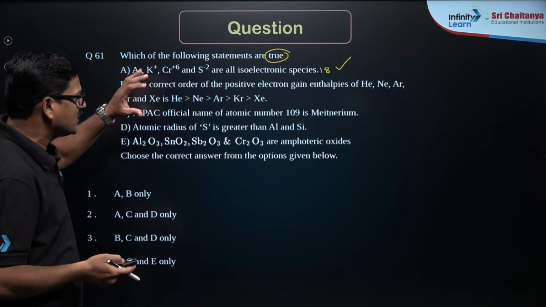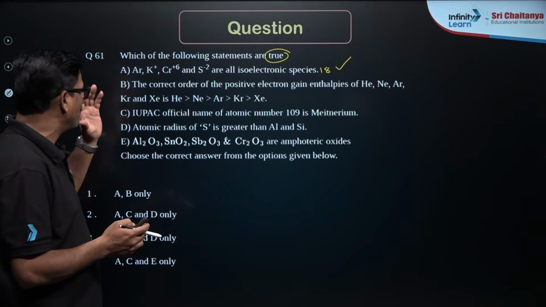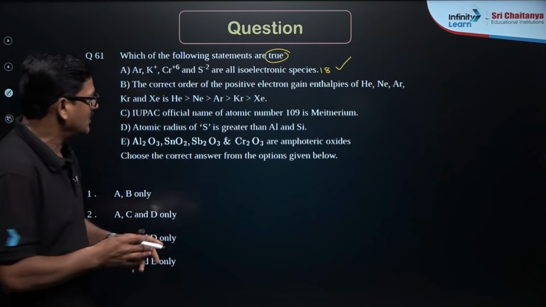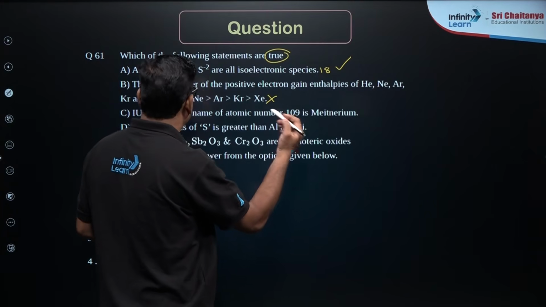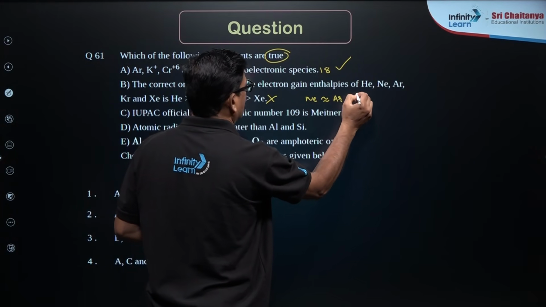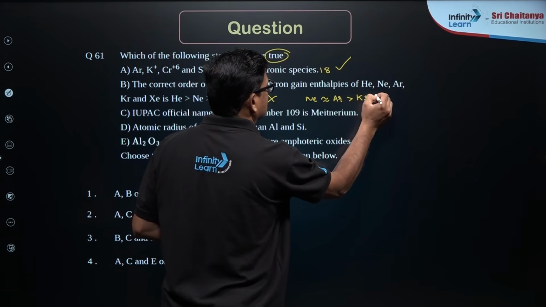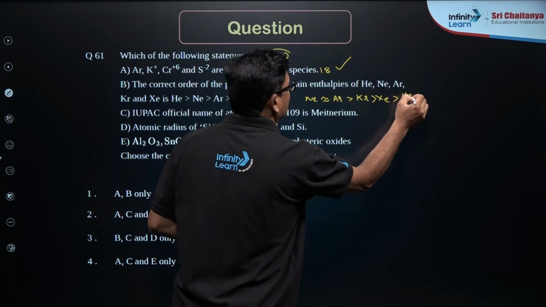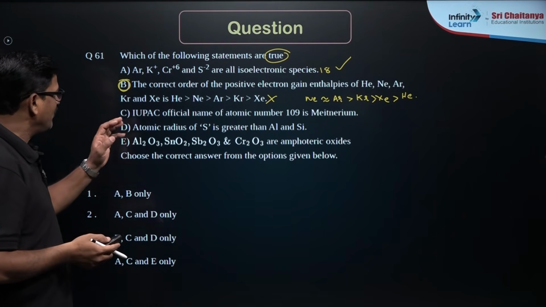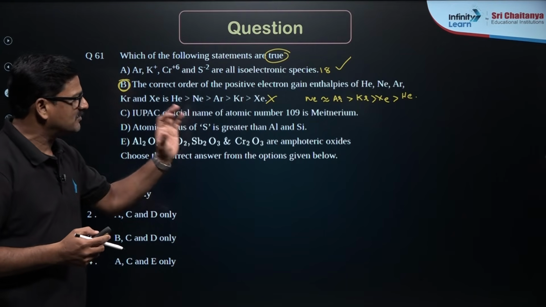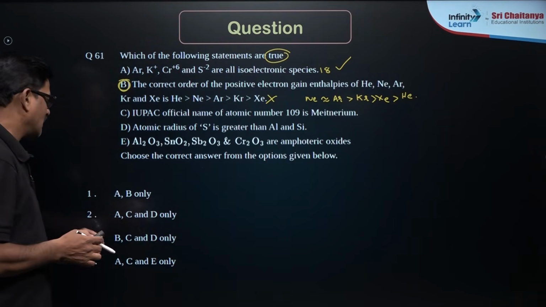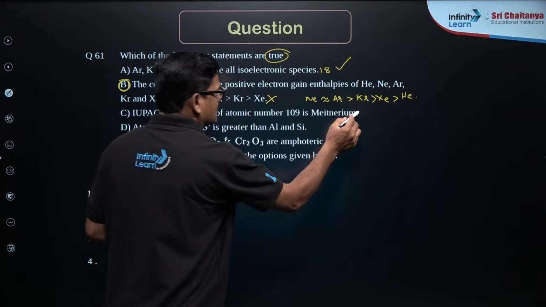The correct order of positive electron gain enthalpies of the noble gases is given as helium, neon, argon, krypton, xenon, which is not actually correct. Actually the order comes to be neon is nearly equal to argon, greater than krypton, then xenon, then helium will come. So this statement is wrong, and the IUPAC official name of atomic number 109 is meitnerium. So that is a correct statement.